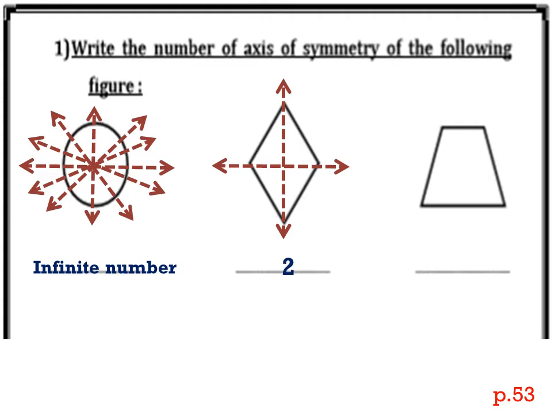And here we have an isosceles trapezium. How can we cut it or divide it into 2 identical parts? We can cut it like this from the center. Do we have another? No. So here it will be only 1 line of symmetry.